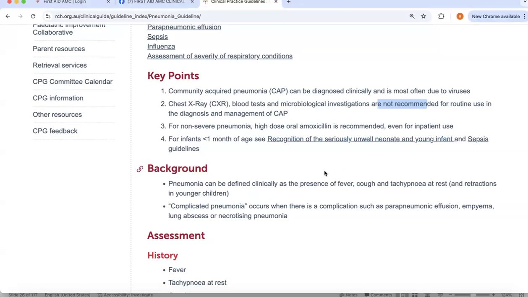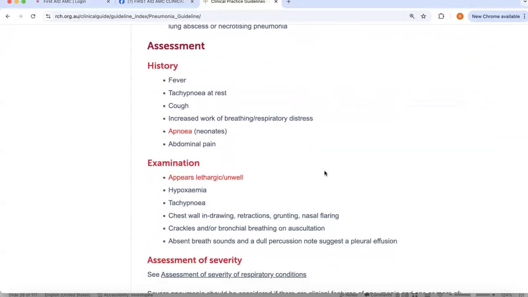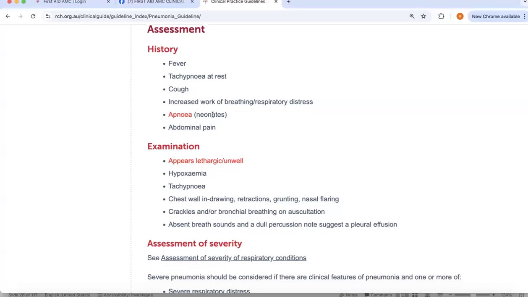The only time you would do some investigation is if you think the patient has severe pneumonia or complicated pneumonia. So what are the main features of pneumonia? Fever, cough. Mostly if it is bacterial, the patient will have a productive or chesty cough, so yellow-green phlegm. So fever, cough, shortness of breath, and chest pain. These are the main 4 symptoms of pneumonia.